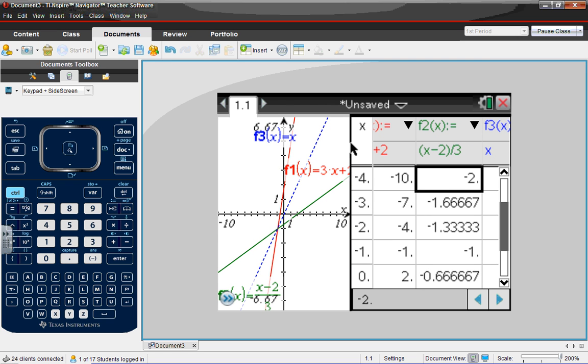So do you see, at -2 it was -4 on my f function, but on my inverse function at -4 it was -2. What do you notice? Your domains and your ranges swap. Do we see that, yes or no? Okay? And you can do that with every ordered pair.